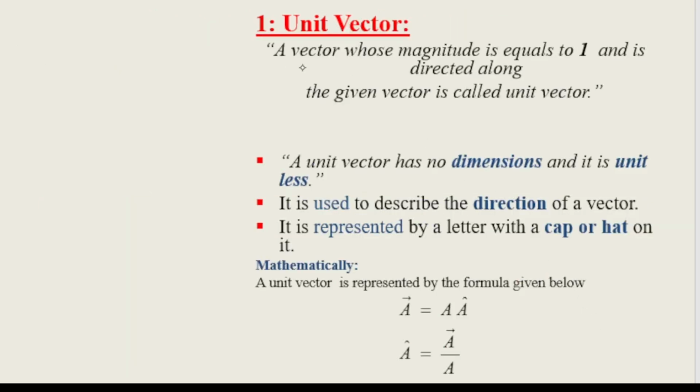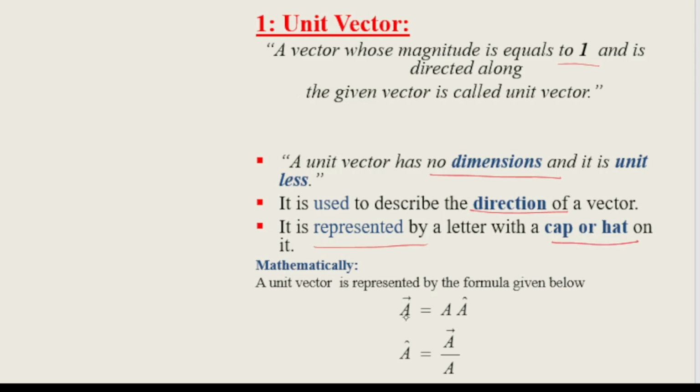Unit vector. A vector whose magnitude is equal to 1 and is directed along the given vector is called a unit vector. A unit vector has no dimensions and it is unitless. It is used to describe the direction of a vector. It is represented by a letter with a cap or hat on it.